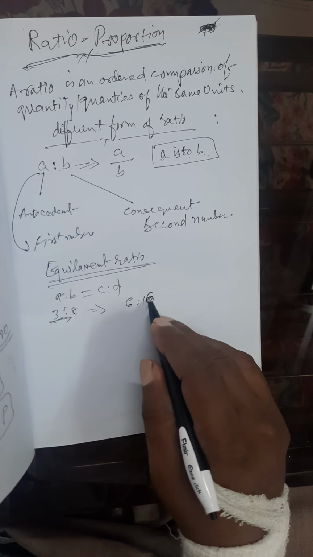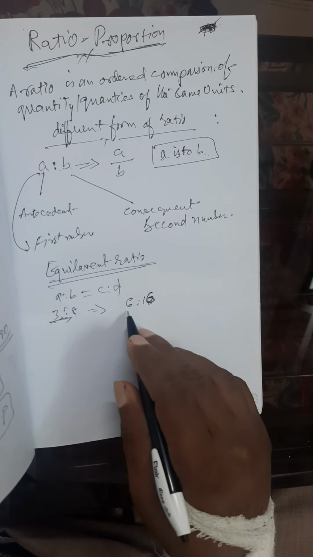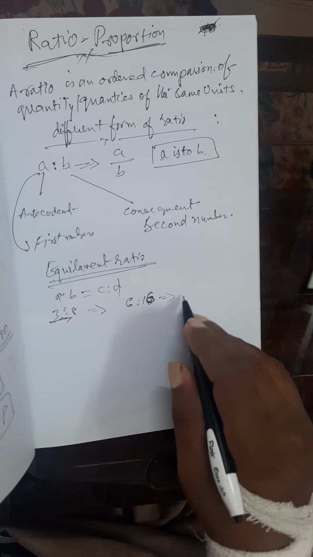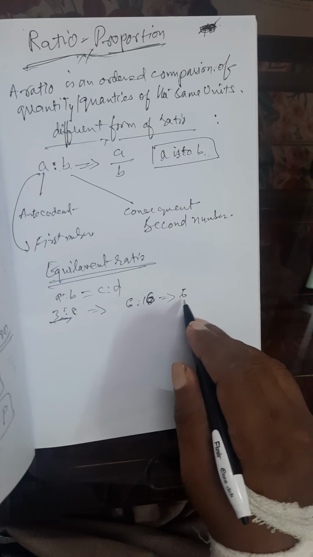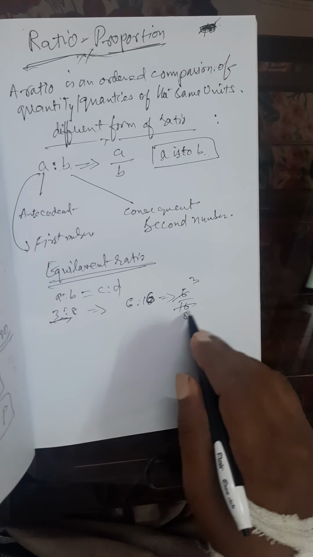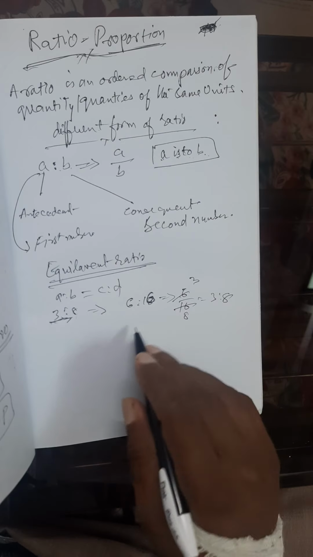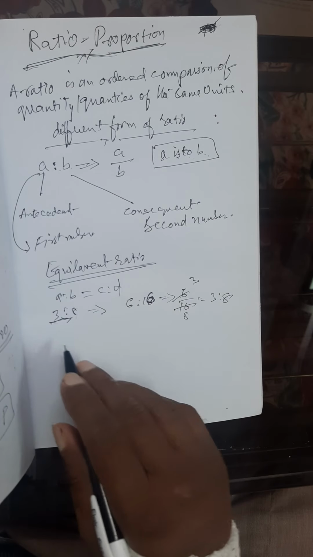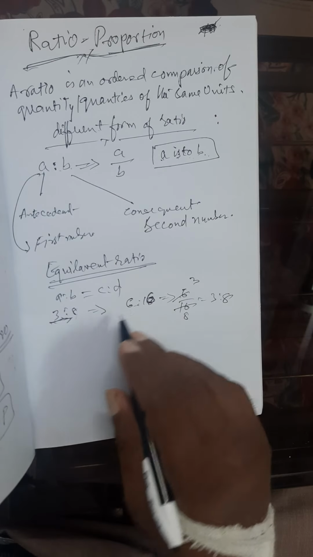6 is to 16. So, the smallest form of this is what? 6 divided by 16. 2 3s are 6, 2 8s are 16. Again this is the same. So, this is called equivalent ratio. These and these are called equivalent ratios.